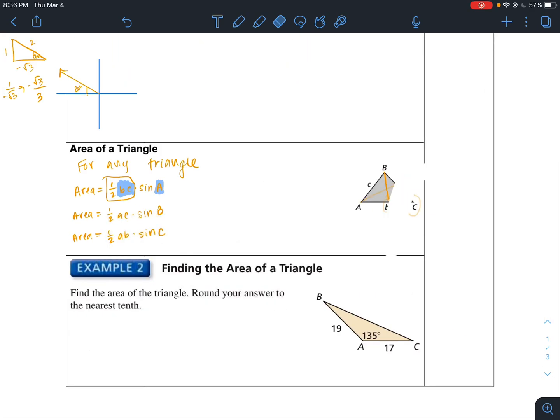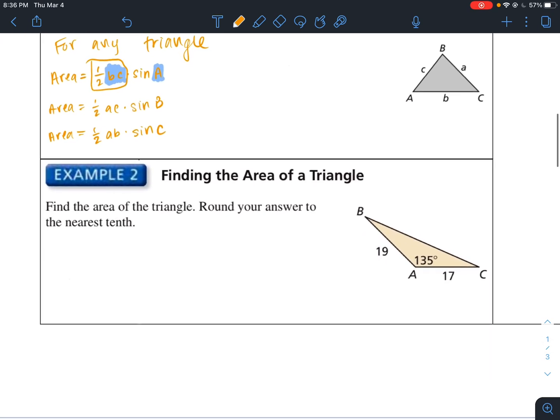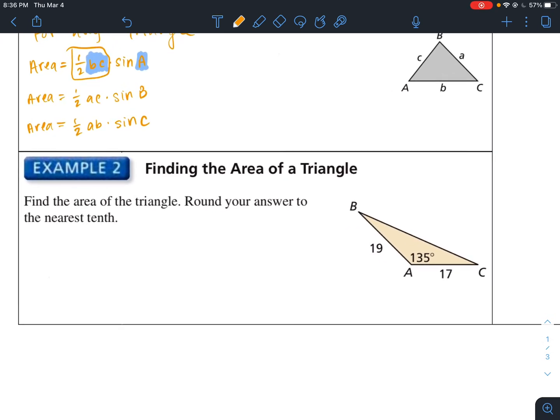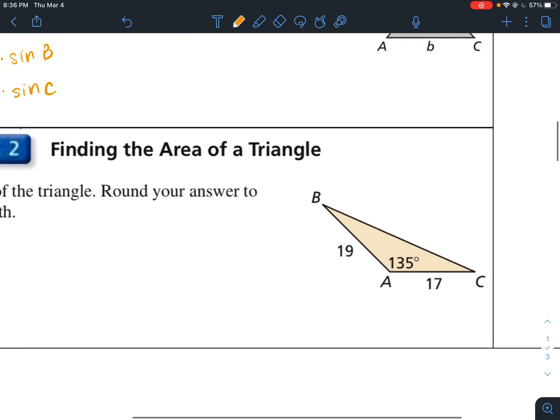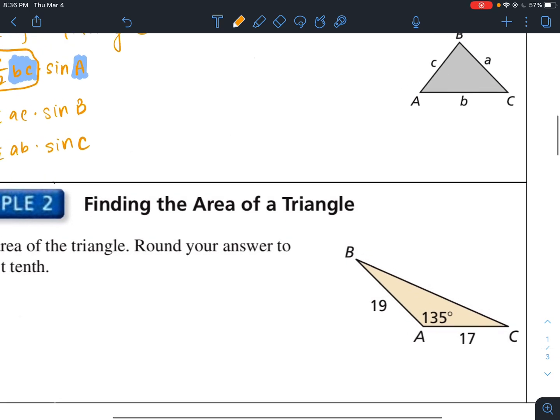Okay, so let's use this right here in this example. In example 2, first of all, it's not going to give you all of your sides, right? So we are missing the side opposite from angle A. We want to find the area of this triangle. So notice that we have the side opposite from angle B, and we have the side opposite from angle C. So that means that I want to use this first one right here.